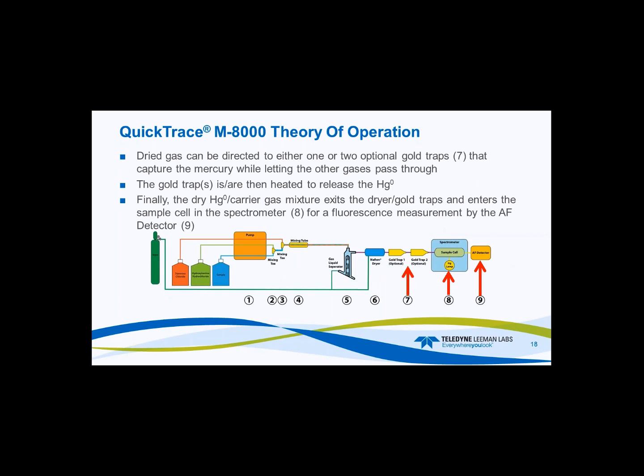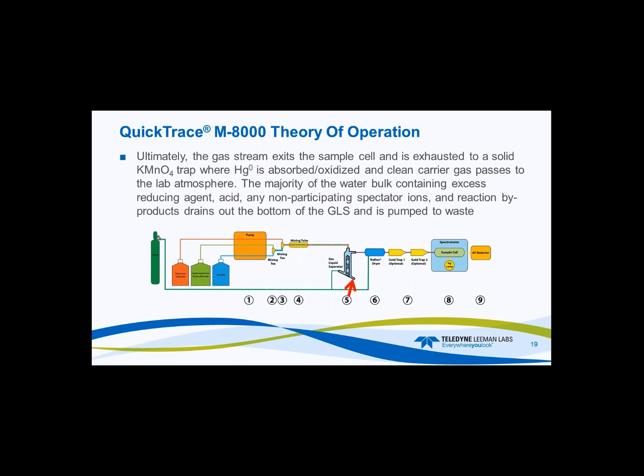The gold traps are then heated to release the elemental mercury. And then finally, that dry mercury is swept by the carrier gas, and it enters the quartz sample cell, and the fluorescent measurement by atomic fluorescence at the detector, position 9.